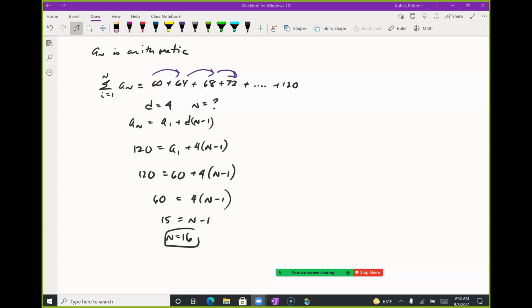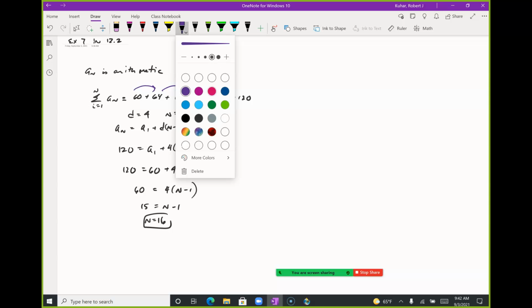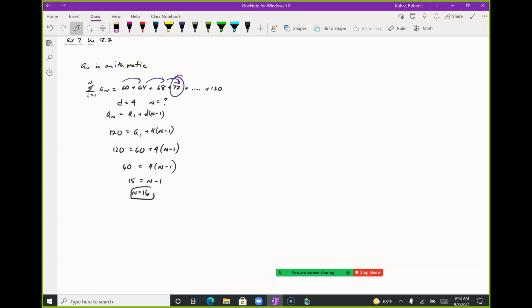Why did you start with the last term? No, 120. Yeah, so I certainly could have used 72, but I would have found n is 4, right? If I picked the 4th term and solved for n, I would have got n is 4, right? So why do I want the last term?